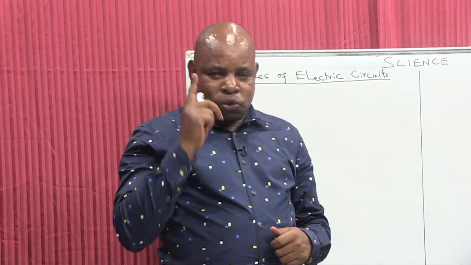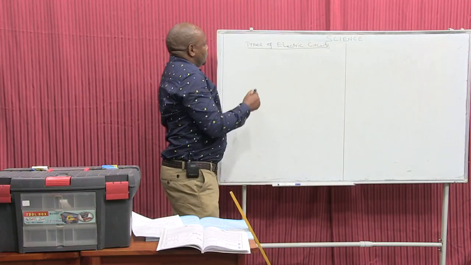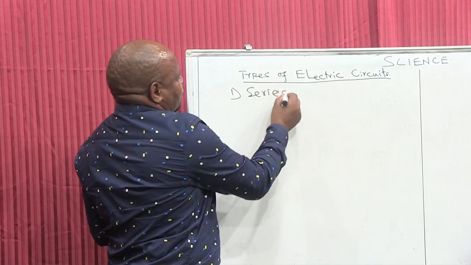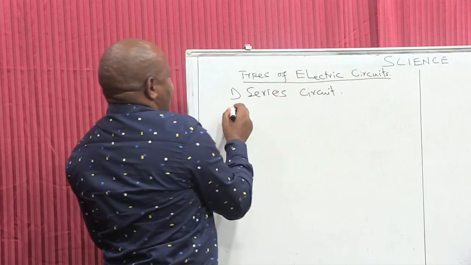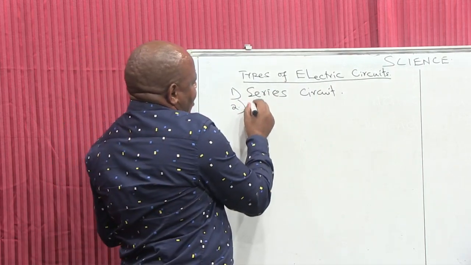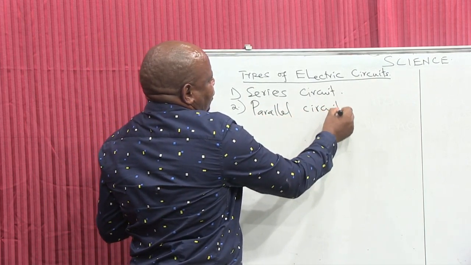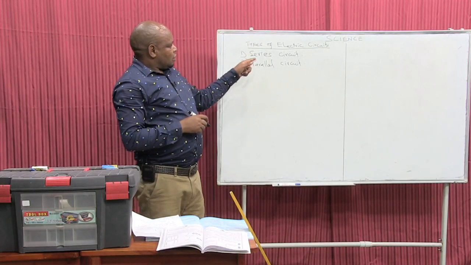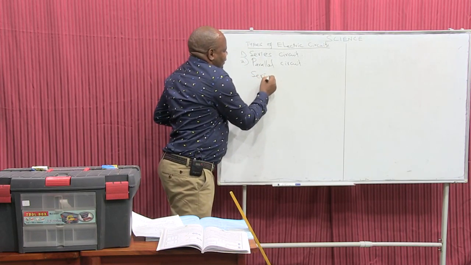We have only two types of electric circuits. One is series circuit, and the second one is parallel circuit. To begin with, I'll begin with the first one, series circuit.